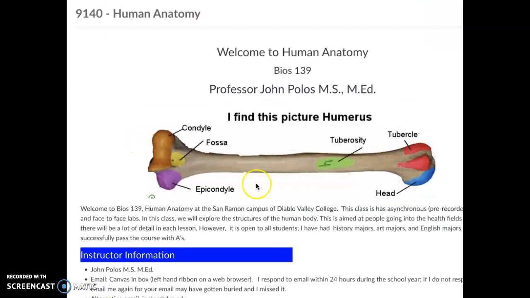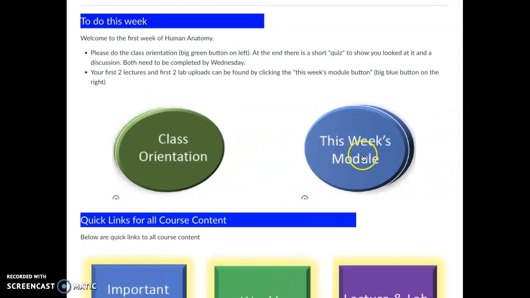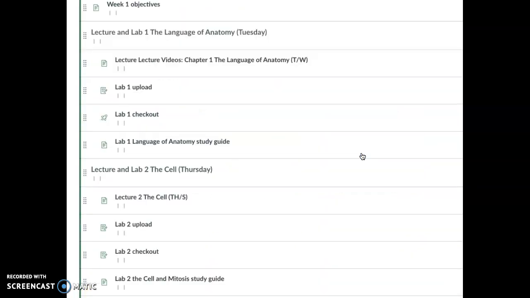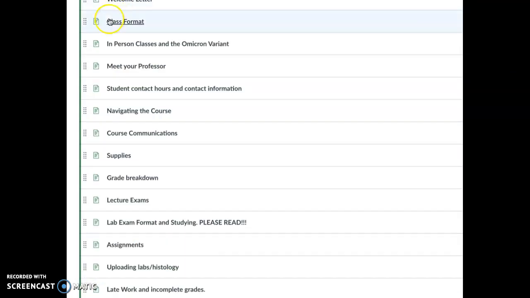There's Canvas, a bone I find humorous. Right here, big blue button. I can actually make it bigger or smaller by going like this. That takes you to this week's module and lecture 1, lecture 2. And again, in the orientation module, ta-da, I talk a lot more about it.